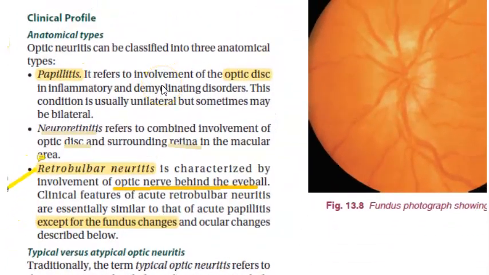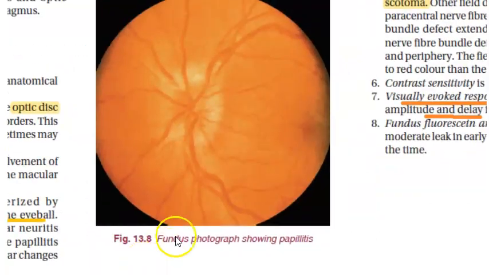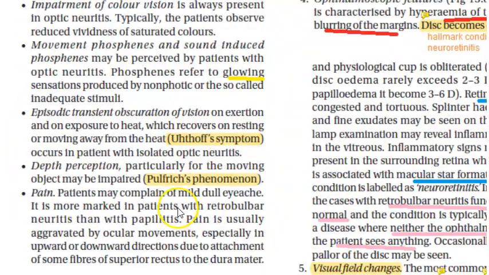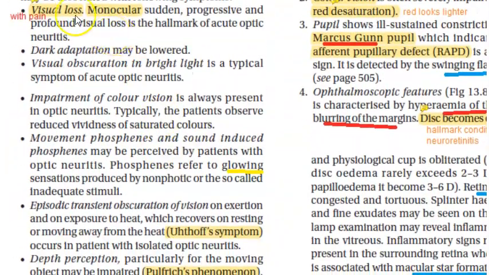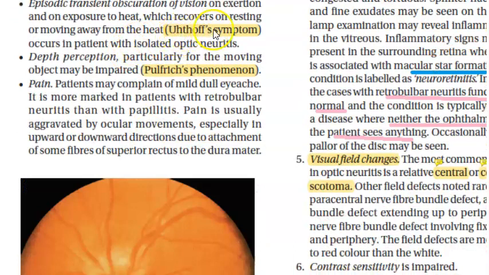Clinical profile, guys, how will it be? Papillitis, where the optic disc is inflamed. Papillitis, neuroretinitis, retrobulbar neuritis. Then what is this? Fundus photograph showing papillitis. Clinical features: visual loss. There will be pain, a glowing sensation. There is some symptom here.